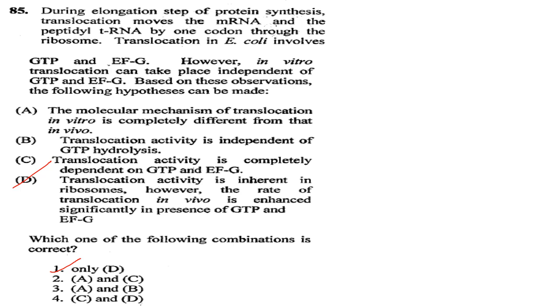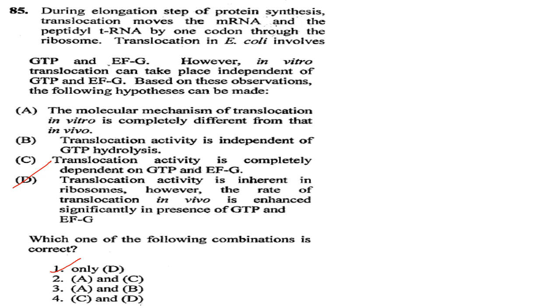Then next one. During the elongation step of protein synthesis, translocation moves the mRNA and the peptidyl tRNA by one codon through the ribosome. Translocation in E. coli involves GTP and EFG. However, in vitro translocation can take place independent of GTP and EFG. Based on these observations, the following hypothesis can be made.